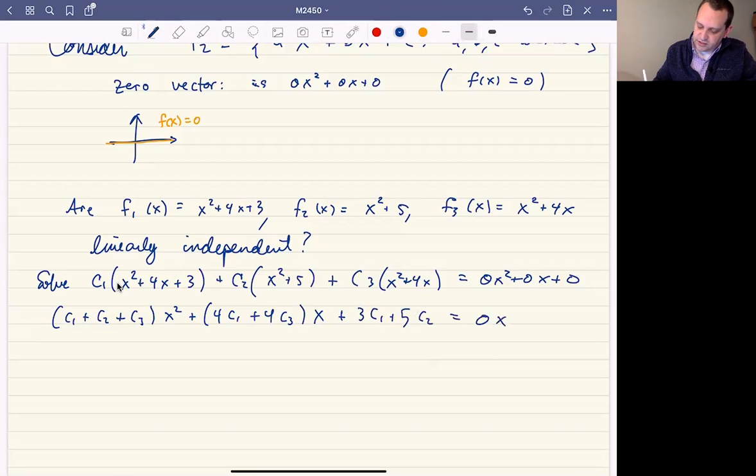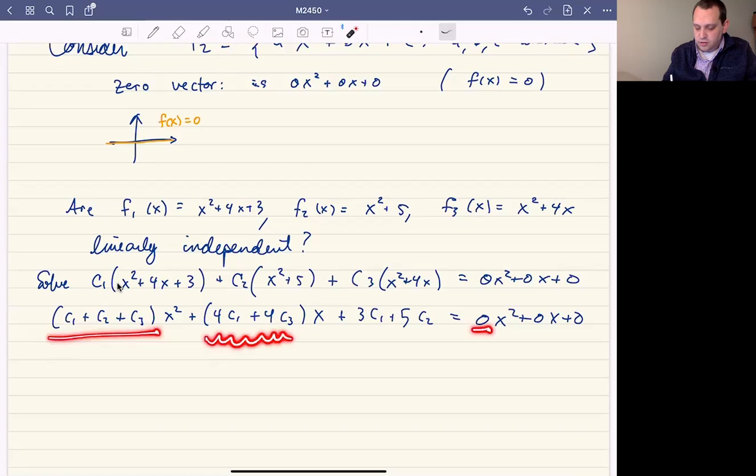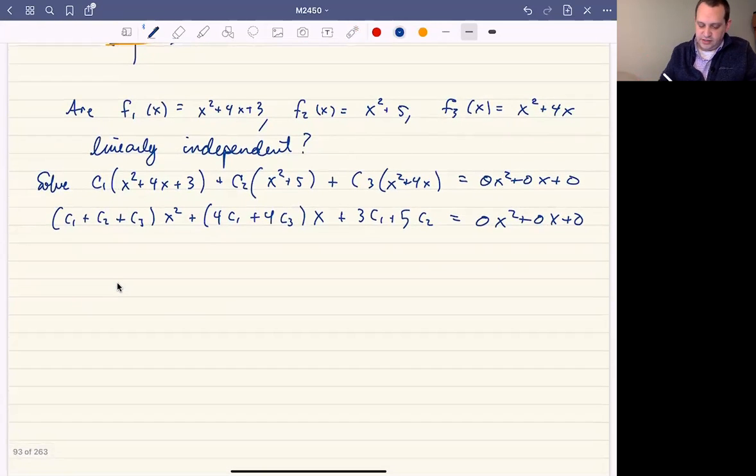And we want this to be equal to the 0 polynomial. So in other words, we want the x squared terms to be equal, we want the linear terms to be equal, and we want the constant terms to be equal. Okay, so that's what we need in order for these to be the same polynomial. And so this is going to be 3 equations and 3 unknowns. So we're going to have c1 + c2 + c3 = 0. What else? We're going to have 4c1 + 4c3 = 0. And then finally, 3c1 + 5c2 = 0. And so this is the system that we're going to try and solve.